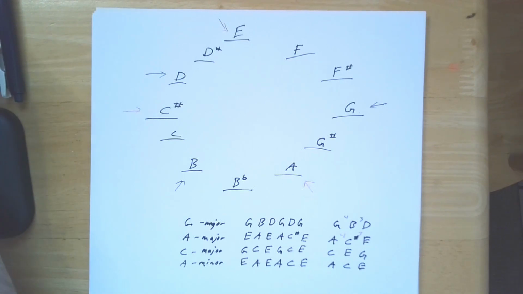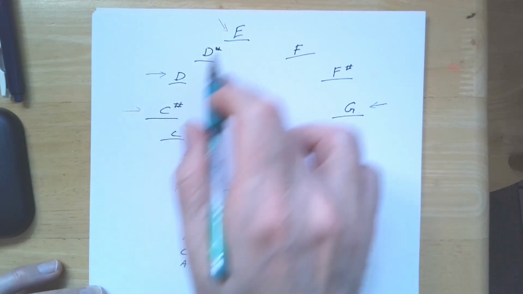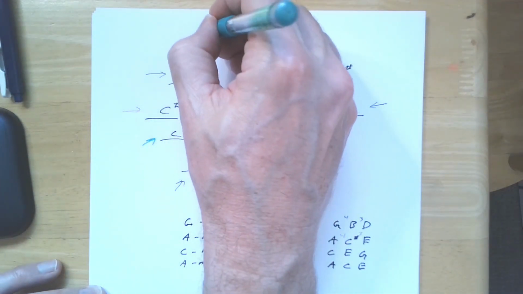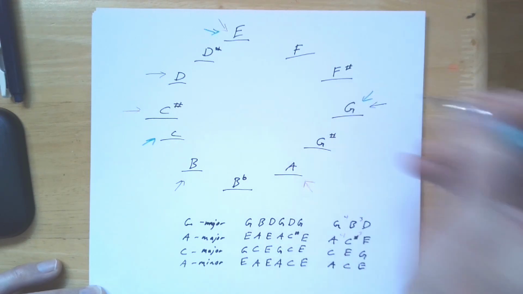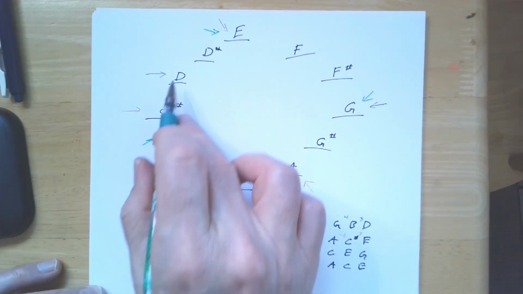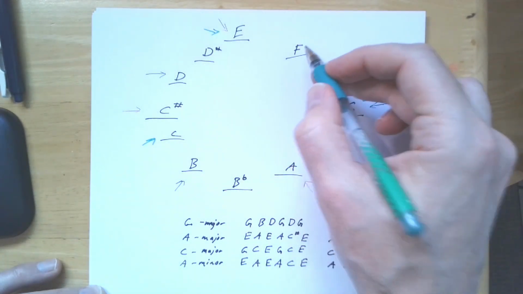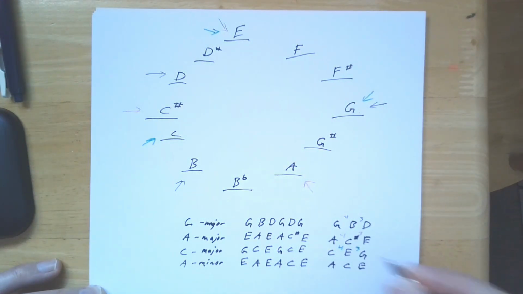All right, what's next? C major. If you're starting on C, you go from C to E and then G. So C, E, and G. That's a jump of 1, 2, 3, 4 frets, and a jump of 1, 2, 3 frets.